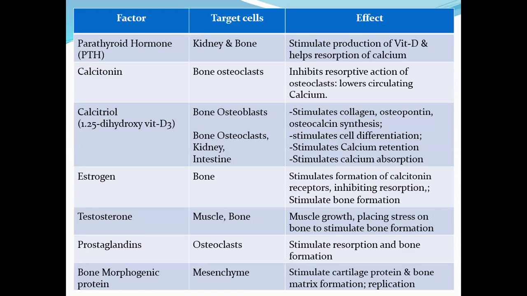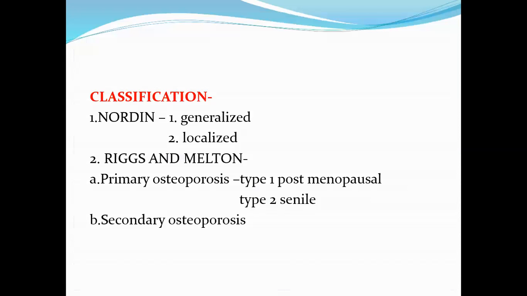So calcium plays an important role, and that is regulated by the parathyroid hormones. Likewise, calcitriol, estrogen, each and every one plays an important role in the case of the bones. Then classification: Nordin, generalized, localized, then rates. Likewise, secondary osteoporosis, primary osteoporosis type 1, postmenopausal, and type 2, that is the senile one. We see one by one what this is.